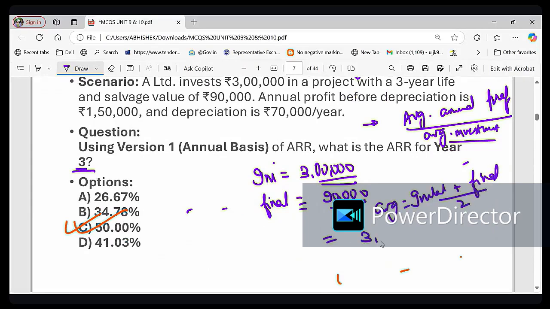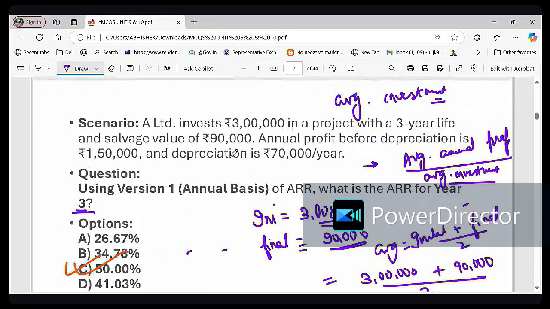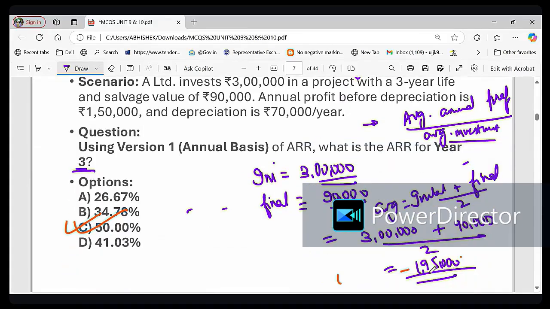So initial is 3 lakh. Final is 90,000. Divide both by 2. So how much is it? 1,95,000. You know how to find the average, right? So the initial investment plus the final value that remains, which is called salvage value, then divide by 2, and you will get the average investment. So is it clear now? Average investment is 1,95,000.